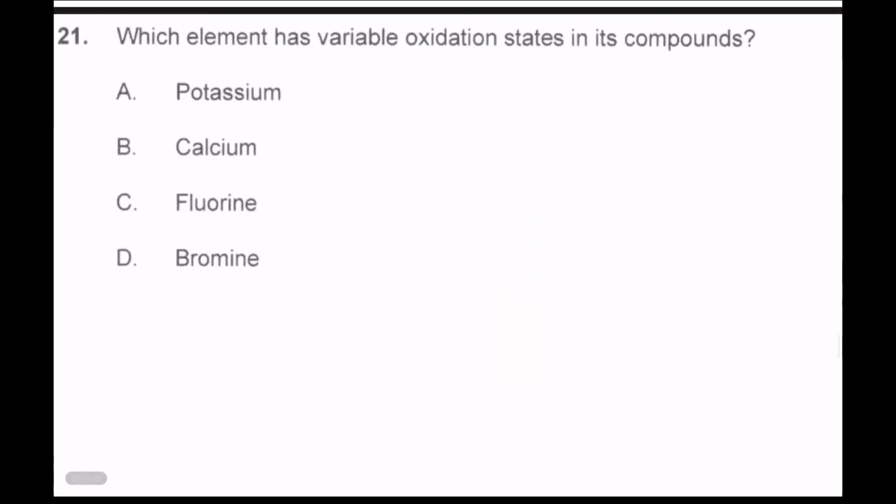Now moving on, which element has variable oxidation states in its compounds? Potassium and calcium will form only one ion. Potassium can only form the K plus ion, and Ca will only form the Ca2 plus ion. So these two will definitely not be the answer. Fluorine is the most electronegative element in the periodic table, so it can only have one oxidation state, which is -1, like in the F minus ion. Here it's +2, here it's +1.